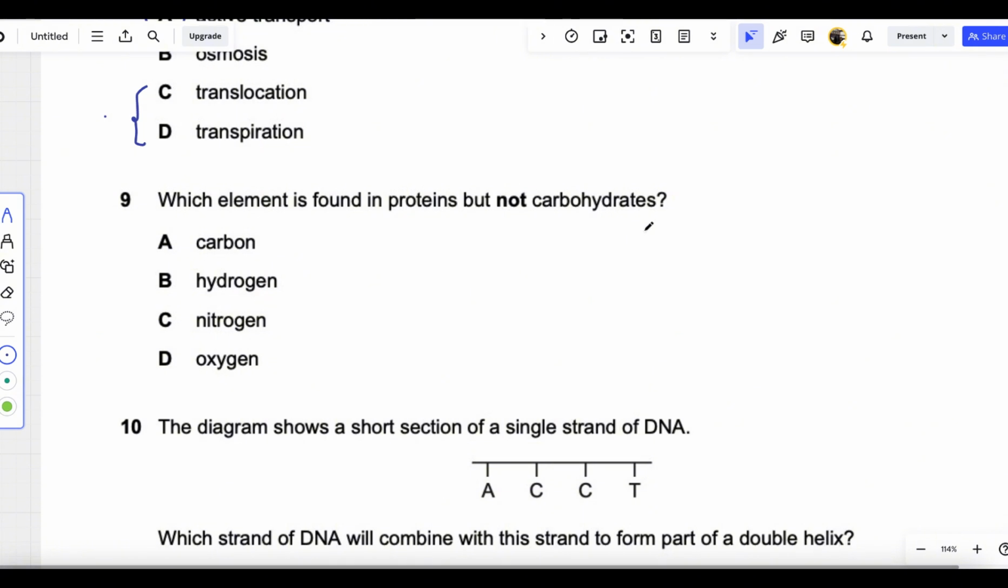It is nitrogen. Carbohydrate has carbon, hydrogen, and oxygen. These are the elements in carbohydrate. We write C6H12O6 if you are writing glucose or carbohydrate. It has these three elements: carbon, hydrogen, and oxygen. But when you are saying protein, you must include nitrogen. When you add nitrogen to this, you get protein.